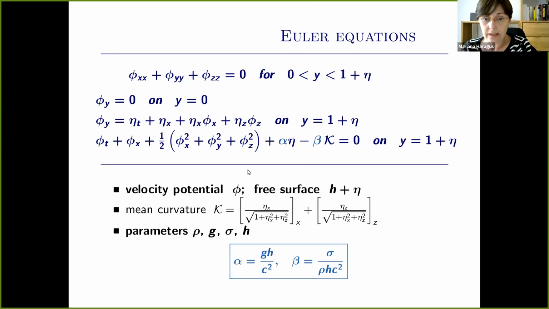Just to say that all physical parameters which arise in this problem, namely density, gravity, coefficient of surface tension, and mean depth h, after taking dimensionless variables, can be reduced to two dimensionless parameters that I denote here alpha and beta. These are notations which arise quite often in the literature. And these will be the two important parameters which will also appear later in my talk. So these are the equations, and as I said, I'm interested in periodic waves of these equations, the full Euler equations describing water waves.